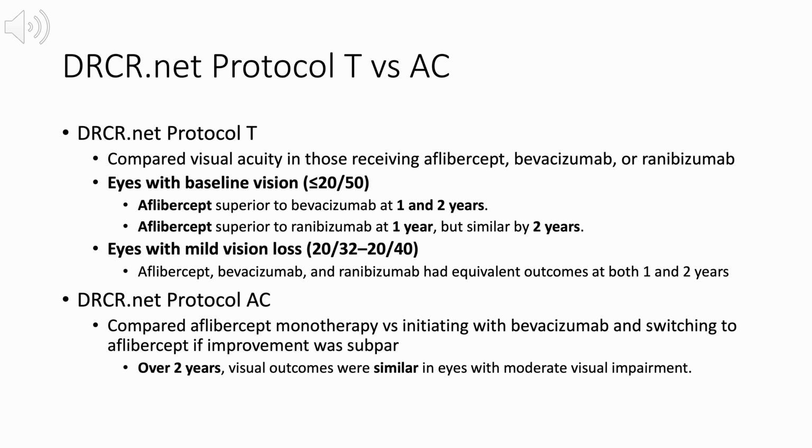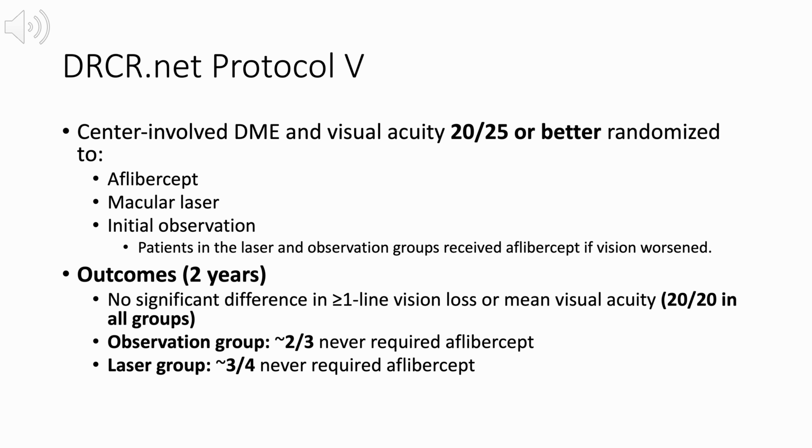DRCR.net Protocol AC extended this line of inquiry by comparing aflibercept monotherapy against a strategy of initiating treatment with bevacizumab and switching to aflibercept only if the improvement was subpar. Over 2 years, visual outcomes were similar between these strategies in eyes with moderate visual impairment. That finding supports a stepwise, cost-conscious approach. Begin with bevacizumab and escalate only if the response is inadequate.